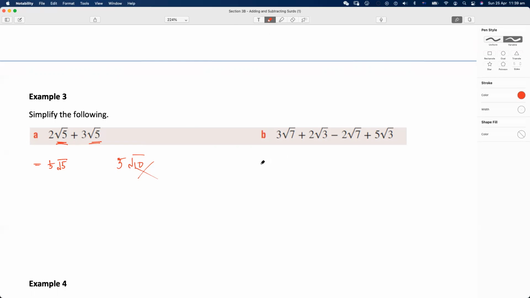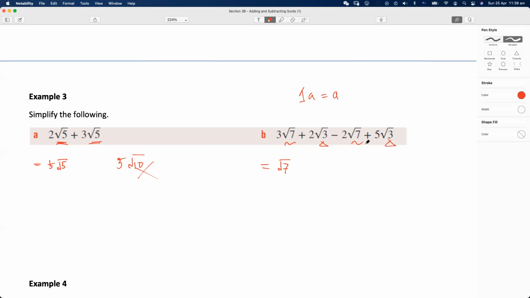All right, next one. Again, we just collect like surds. Square root of 7, square root of 7, square root of 3, square root of 3. So 3 minus 2 is 1, so it's 1 root 7. You don't have to show the 1 in front of root 7, because like 1a, you can just write it as a. You don't need to show the 1 in front of a.